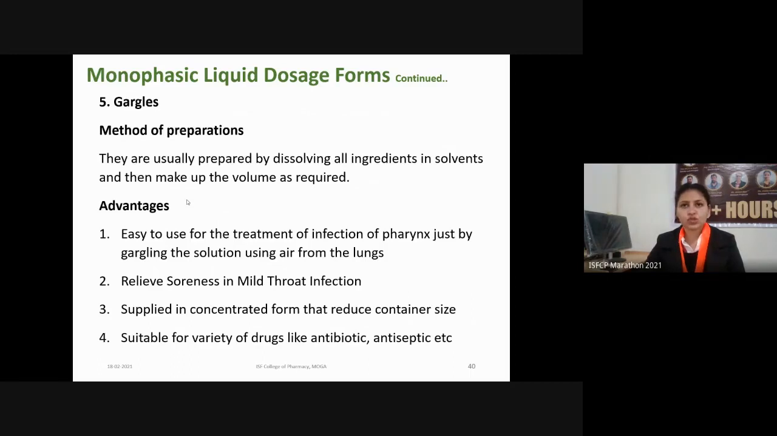So, because of that, the container size is reduced. We have to take a small quantity of that gargle and then dilute it with warm water before using it. So container size has been reduced. Suitable for a variety of drugs like antibiotics, antiseptics, etc. We can dispense these kinds of drugs in the gargles.